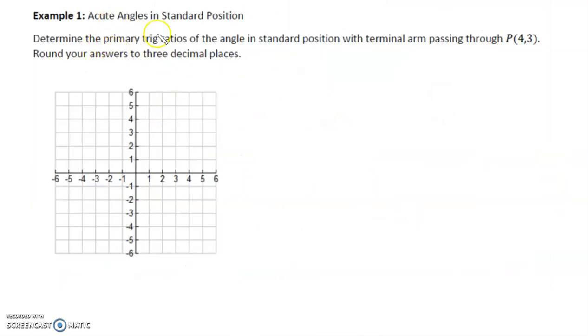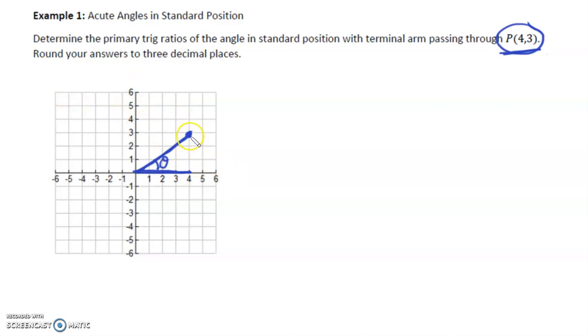Example 1, acute angles in standard position. Determine the primary trig ratios of the angle in standard position with the terminal arm passing through (4, 3). As soon as I see this and I see a graph, I'm thinking, let's plot that. Standard position would be, this is the initial arm and this is the terminal arm. So this is going to be our theta. Round your answers to 3 decimals.